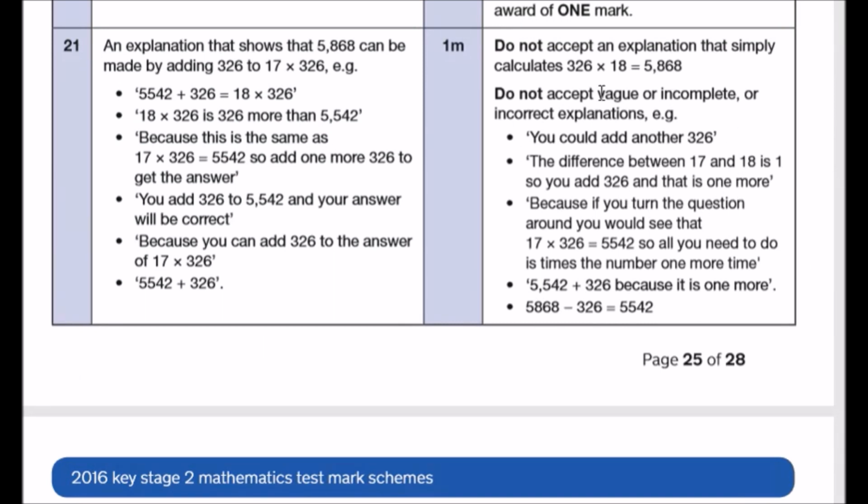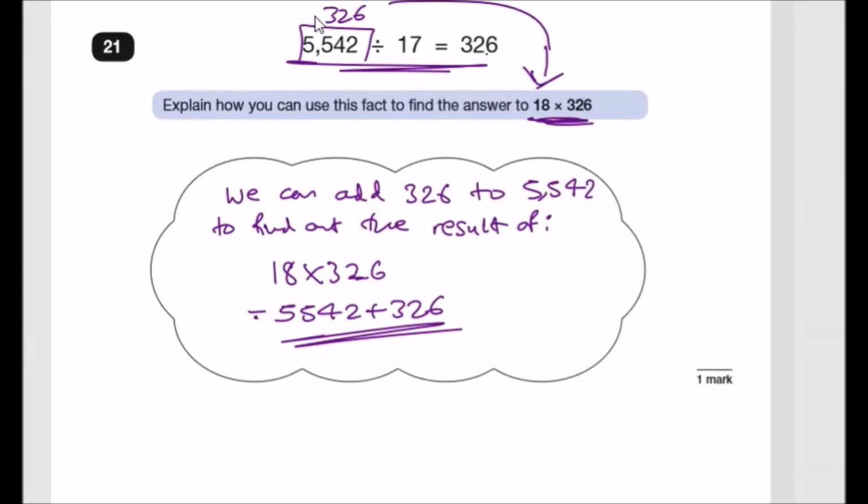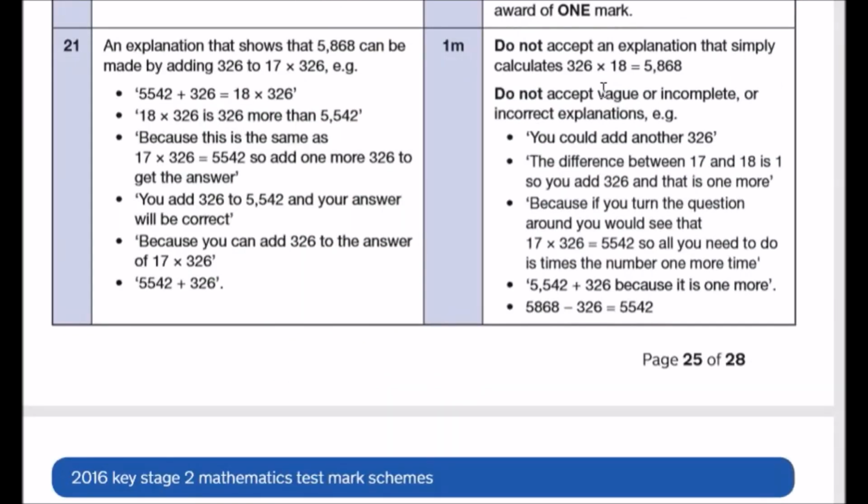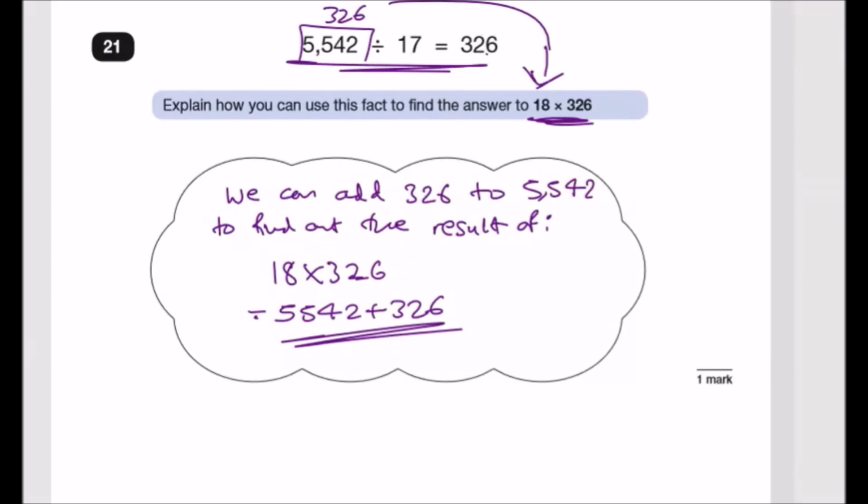However, be careful how you answer this. Do not say something vague. You cannot just calculate and get the answer, because that's not what they asked. They want you to show how you could use the original equation to get the next answer. Try to be clear and get to the point. Don't just say you could add another value, which is true, but add it to what? To the original value, yes, but don't just say add it. So carefully look at this and make your best conclusion. Always try and refer back to the original statement. There's always a pattern, you have to spot it.